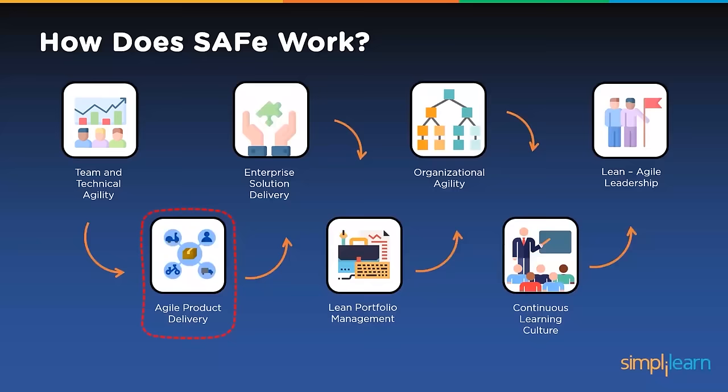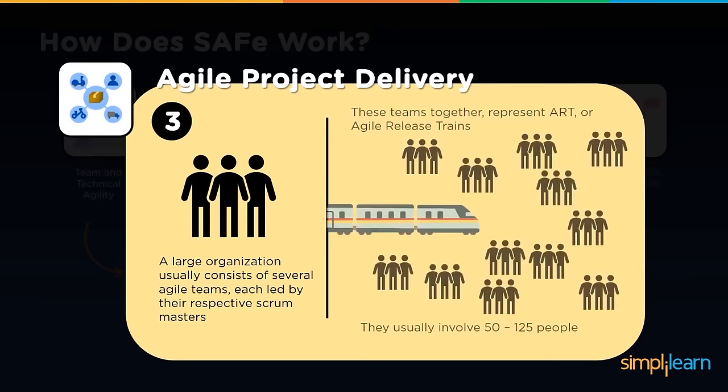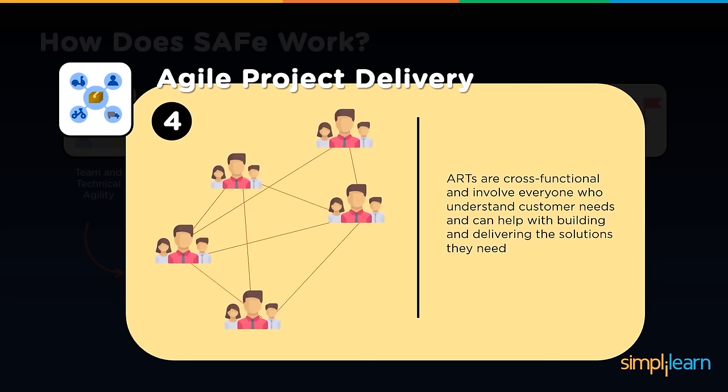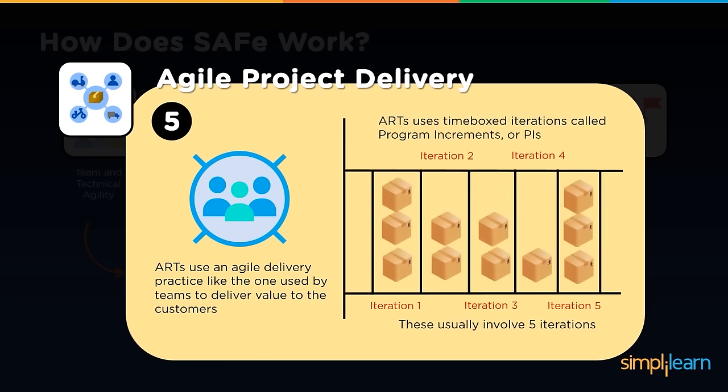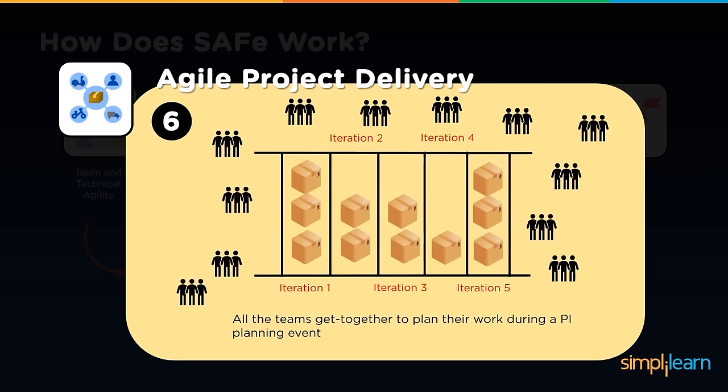So agile product delivery. A large organization usually consists of several agile teams, each led by their respective Scrum Masters. So these teams together represent agile release trains, also called ART. So they usually involve 50 to 125 people. So ARTs are cross-functional and involve everyone who understands customer needs and can help with building and delivering the solution required. So ART uses agile delivery practices like the ones used by the teams to deliver value to the customers. So it uses time-boxed iterations called program increments or PIs, which usually involve 4 to 5 iterations. All the teams get together to plan their work during PI planning events. So they should work together, they should have full visibility while doing it.